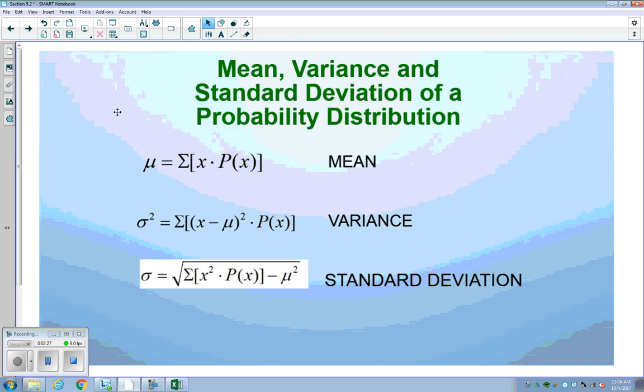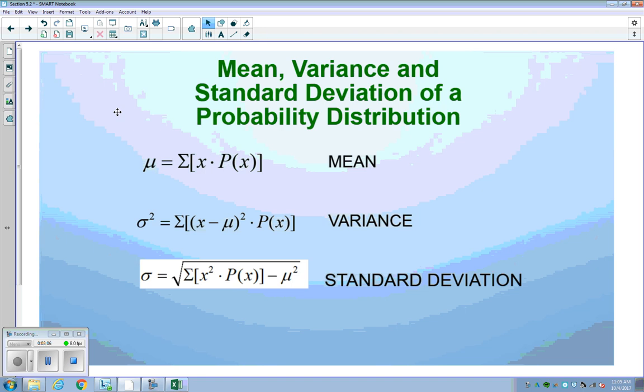So here's our formulas. Now, we are going to do these on a calculator, so you don't have to memorize the formulas. I know they just look awful, but they're not really that bad. Again, mu is the mean of our population, and we're going to sum, capital sigma, all x values times their probability of occurring. Okay? This, of course, is our variance. And then standard deviation is nothing more than the square root of the variance.